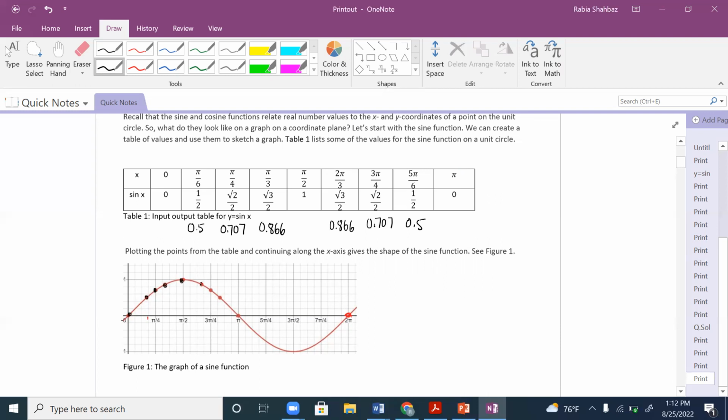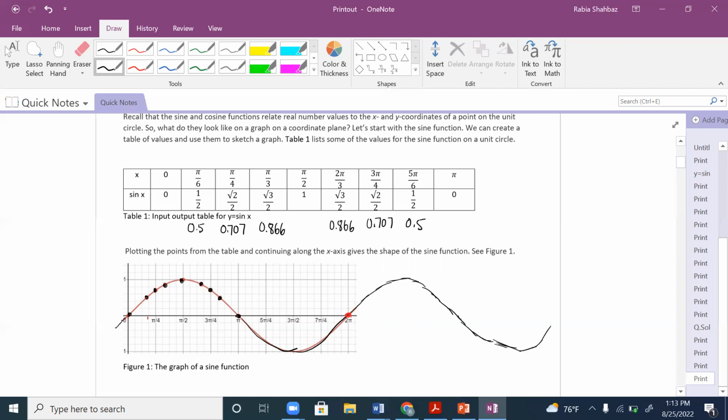And then sine of 2 pi over 3 is 0.866. 3 pi over 4 is 0.707. 5 pi over 6 is half, and sine of pi is 0. And if I continue this trend, if I plot the points from the third quadrant and the fourth quadrant, I will see the second half of this wave. So this is the graph of a sine function, and you know that this trend will continue because you can go around the circle and talk about as many angles as you want.